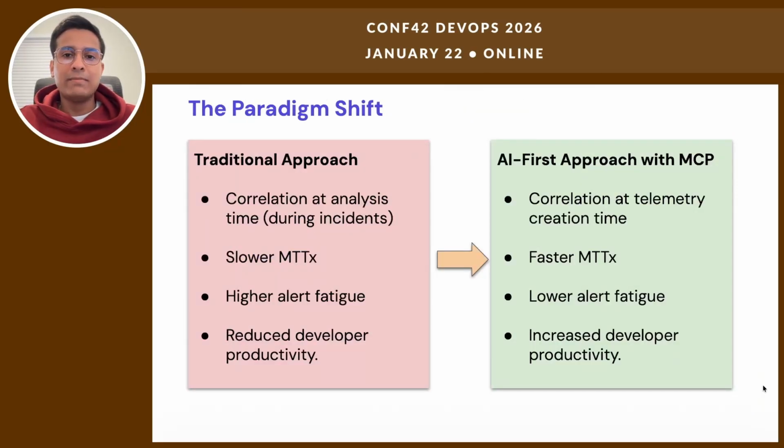Let's look at the paradigm shift that we are observing and that we have leaned into to solve the problem. Traditional observability is correlation at incident time. Whenever we get an incident, we correlate and draw the path of the whole incident, how it happened, why it happened, and understand the context. The mean time to detect and resolve becomes slower. However, in the new approach, the mean time to detect and resolve becomes faster. There is higher alert fatigue on the on-call engineers or SREs and reduced developer productivity. In contrast, with this approach, we feel there would be lower alert fatigue, increased developer productivity, and so on.